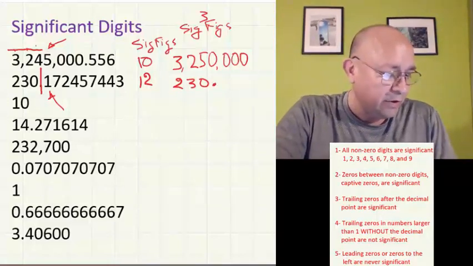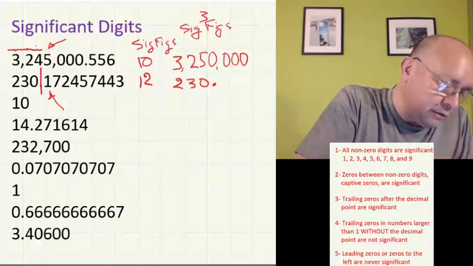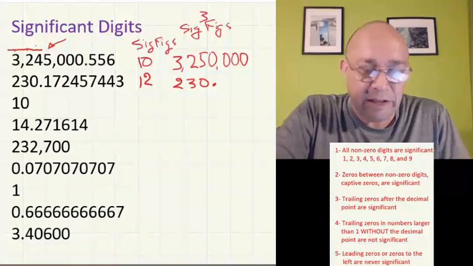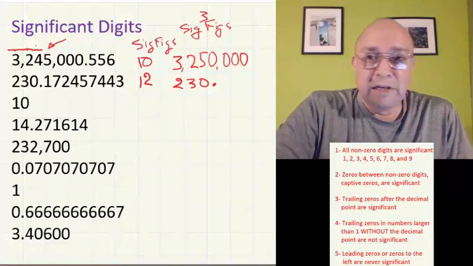230, so that's the original number. I'll remove these lines here. The original number with 3 significant digits. Let's do the next one.